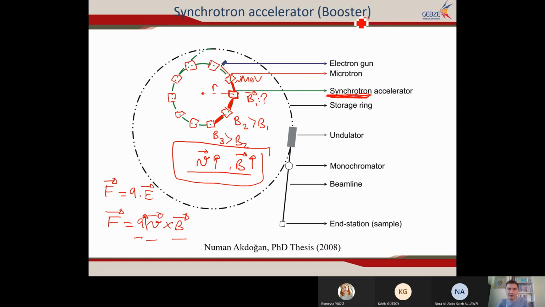Another name is booster, as I told you, because we boost the energies of the electrons to the high energies, such as 3 giga-electron-volt. So this is the booster. Of course, all the system is under UHV conditions, ultra-high vacuum conditions. Do you have any question here?